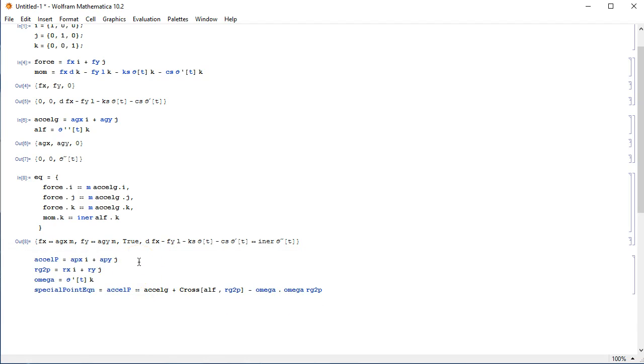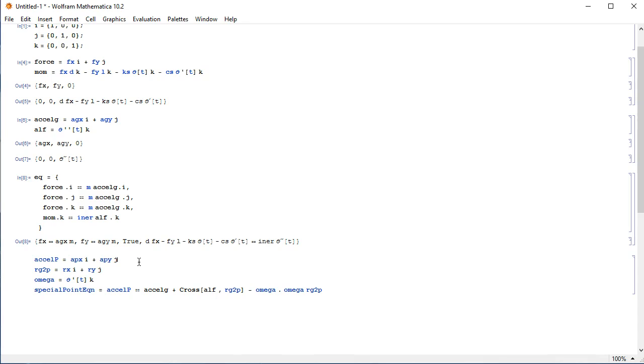So here we go. The acceleration of P is equal to APX in the I, APY in the J. The R that goes from G to P is RX in the I, RY in the J. So there's your R vector. Omega is theta dot, or theta tick.